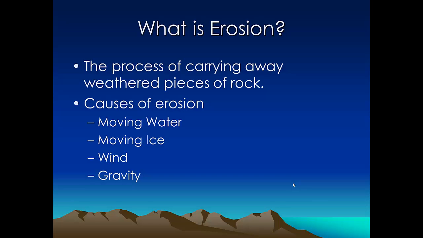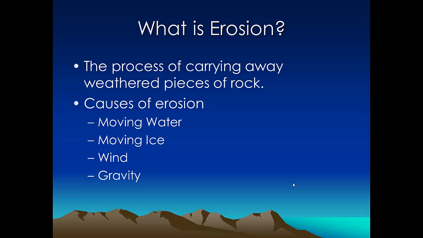So what is erosion? Erosion is the process of carrying away weathered or broken pieces of rock. Just as weathering had agents of weathering, causes of weathering, so does erosion. There are 4 that we're going to look at today: moving water, moving ice, wind, and gravity.